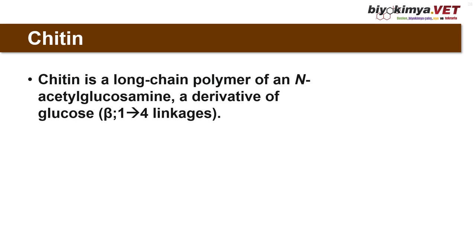Another homopolysaccharide, chitin. Chitin is a long-chain polymer of N-acetylglucosamine. Till now, we talked about homopolysaccharides consisting of monosaccharides, but now we have a homopolysaccharide consisting of a repeating unit of a monosaccharide derivative, a derivative of glucose with beta 1-4 linkages. And in this aspect, it is similar to cellulose. But instead of glucose, chitin carries N-acetylglucosamine as a building block. The only chemical difference from cellulose is the replacement of the hydroxyl group at carbon 2. Remember the monosaccharide derivatives: at carbon 2, the hydroxyl group is replaced with the amino group.